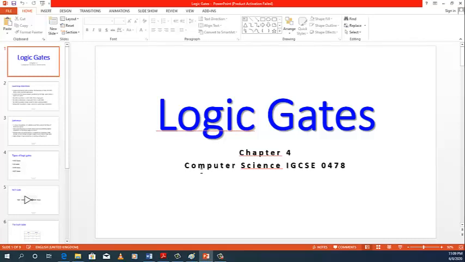Hello, let's continue with our logic gates. Today we're going to look at the AND gate. Last time we talked about the NOT gate, which has only one input and one output, whereas if we input a 1, our output is a 0, or if you input a 0, then our output is a 1. So today we're going to be talking about the AND gate.